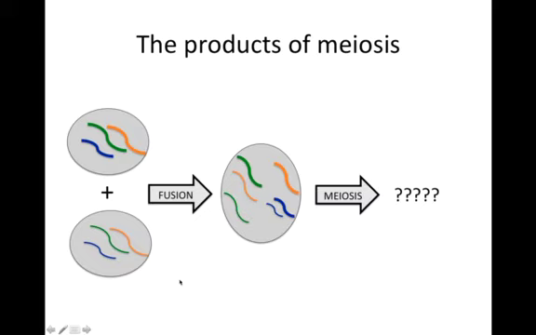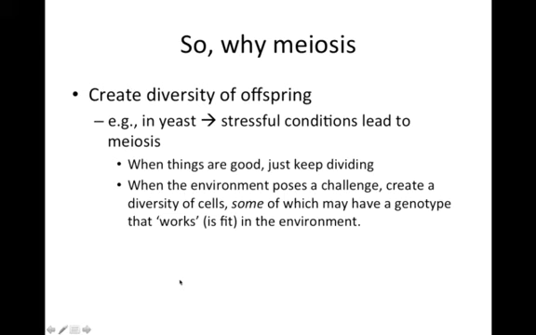Okay, so now let's talk a little bit about the products of meiosis. And so we can remember that with some organisms like yeast, stressful conditions tend to lead to meiosis. So during non-stressful conditions, it'll mostly be mitotic division, but stress can bring on meiosis. So if we think about this, when things are going pretty well, when the organism seems to be dividing without problems, when the organism is not stressed out, then it's going to keep dividing to give rise to more.